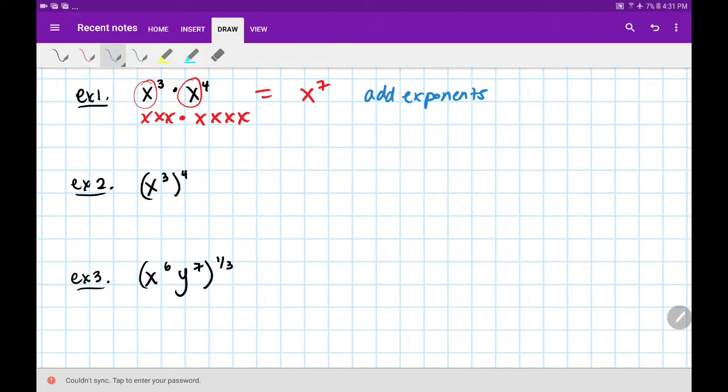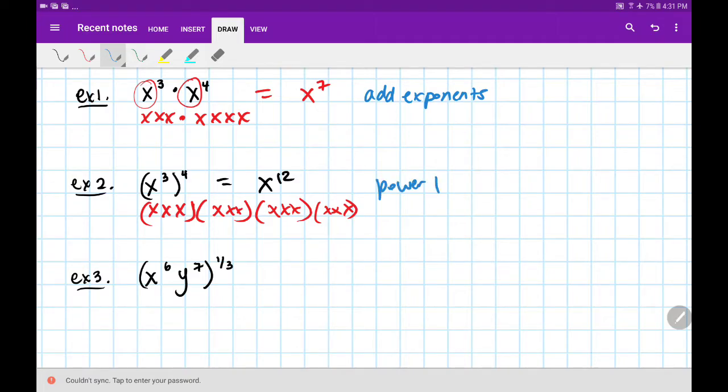In example 2, I have x cubed, but I'm multiplying that by itself 4 times. So we have a total of 12 x's. So the answer is x to the 12th. And our rule then is when we're taking a power to another power, we're going to multiply the exponents.